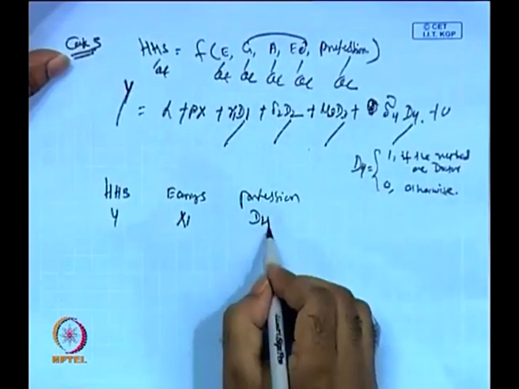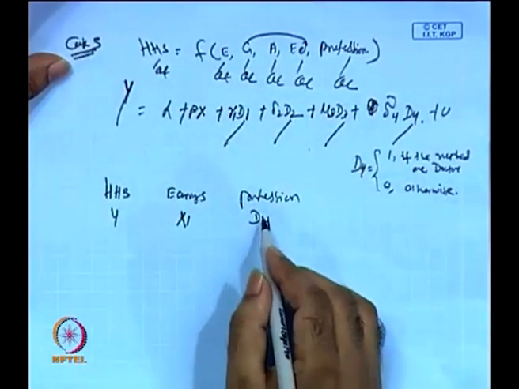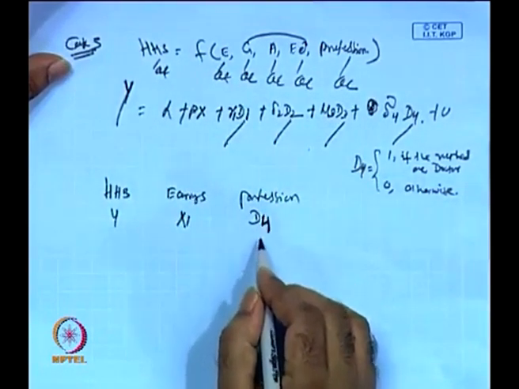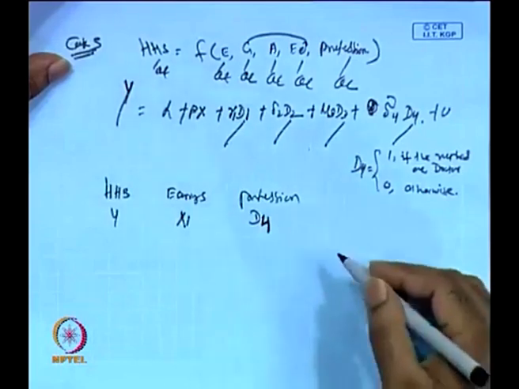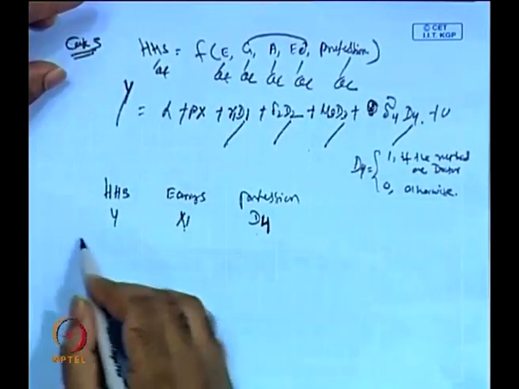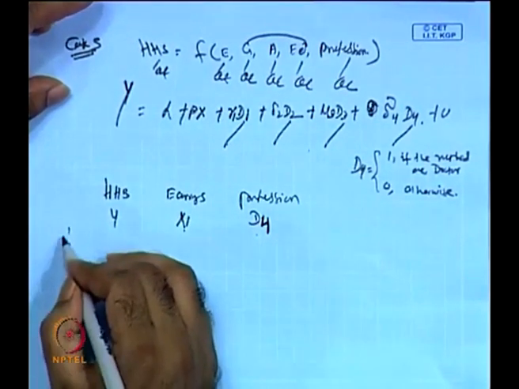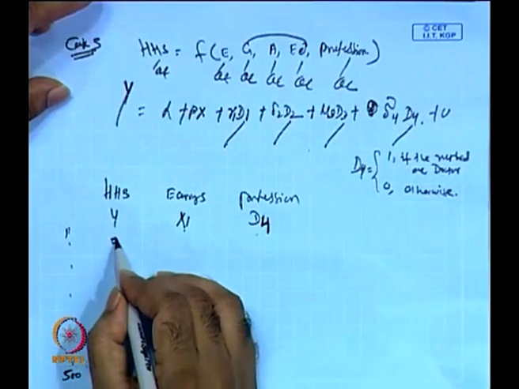So, we will introduce other qualitative variables after that. Let me highlight here: within a particular variable, how many dummies can you create? That is our aim here. So, y, x 1 and D 4. These are the data points you have, 500 data points.